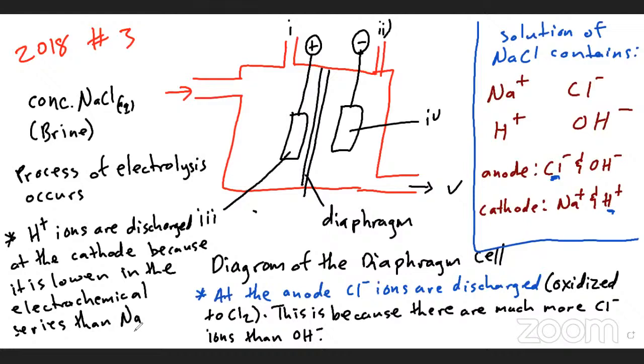All right, just take a picture for me. I'm going to clear the right-hand side. Sir, could you repeat the last thing I said? No, it is written here now. Hydrogen ions are discharged at the cathode because it is lower in the electrochemical series compared to sodium. All right, let me clear here.